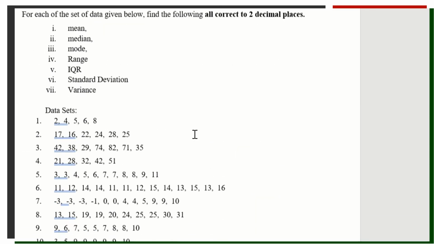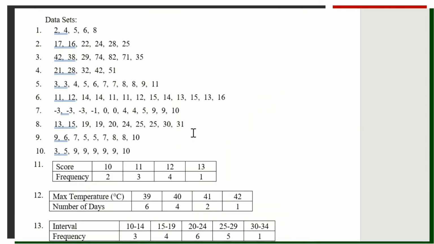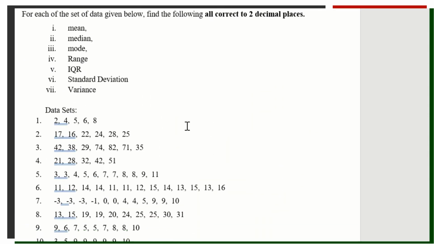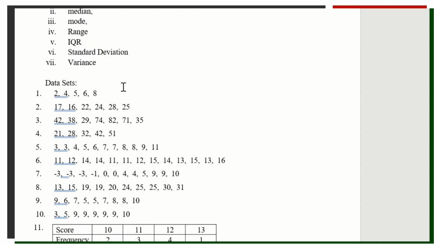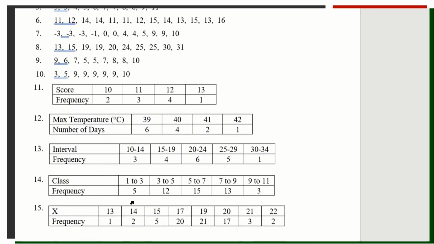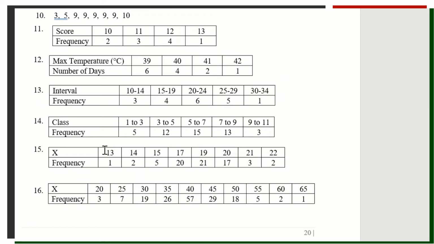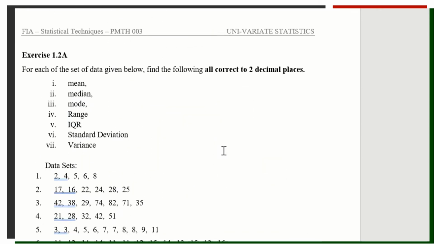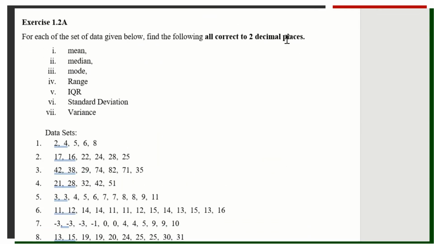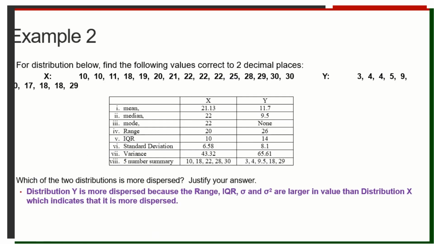Okay. So exercise 1.2a, I will leave you to do it at your own time. Basically it's going to be very repetitive. You're going to find all these values for these ungrouped data sets and the tables here. So it would be best if you do it so you can practice with your calculators, so you can speed up. You do it at your own time. Okay, all correct to 2 decimal places. You fill it up. The back has the answers. All right.